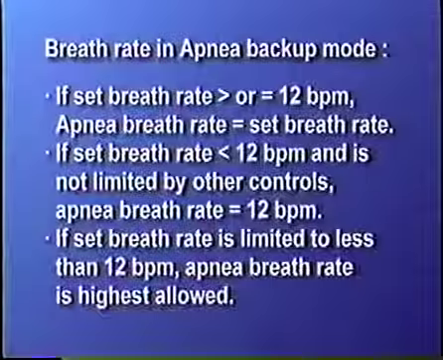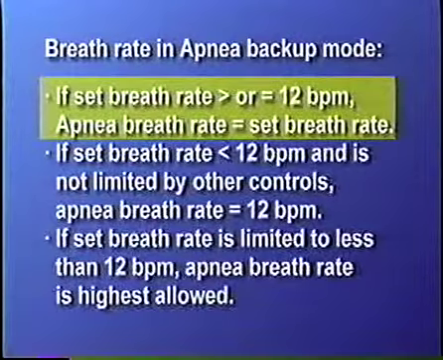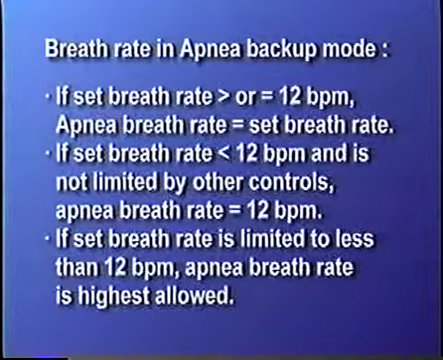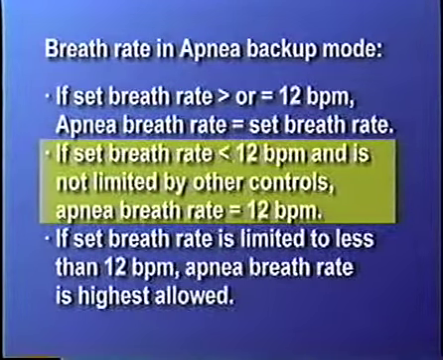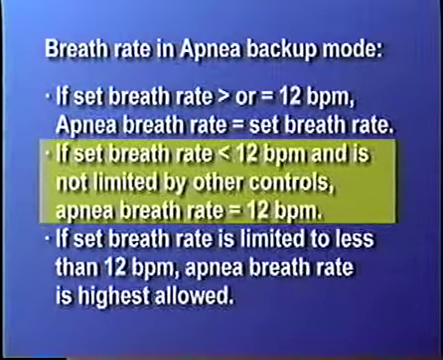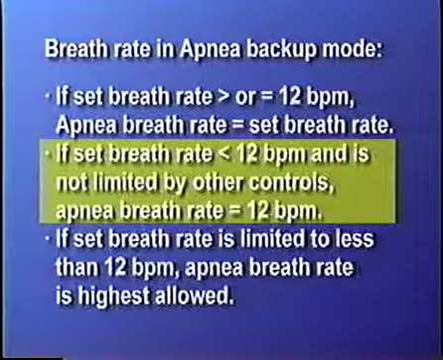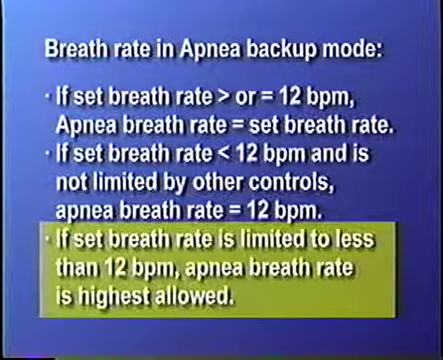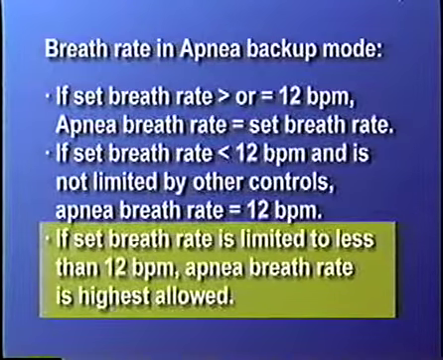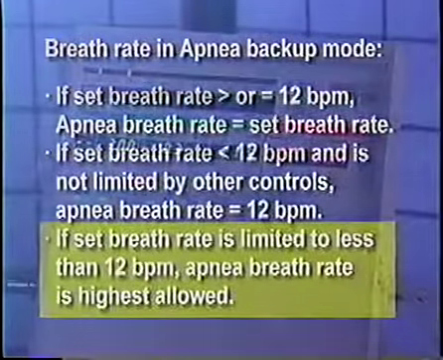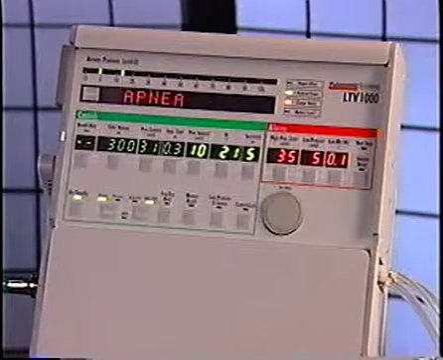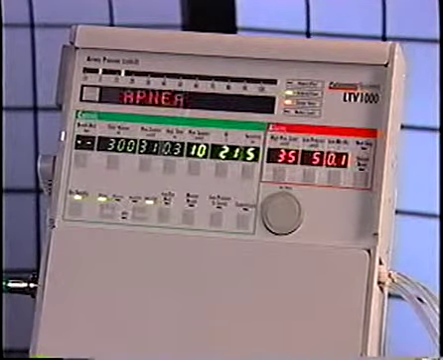The breath rate for the apnea backup mode is determined as follows. If the set breath rate is greater than or equal to 12 breaths per minute, the apnea breath rate is the set breath rate. If the set breath rate is less than 12 breaths per minute and is not limited by other control settings, the apnea breath rate is 12 breaths per minute. If the set breath rate is limited to less than 12 breaths per minute, the apnea breath rate is the highest allowed rate. The ventilator exits the apnea backup mode and returns to the previous mode of ventilation when the operator resets the apnea alarm or the patient initiates 2 consecutive breaths.